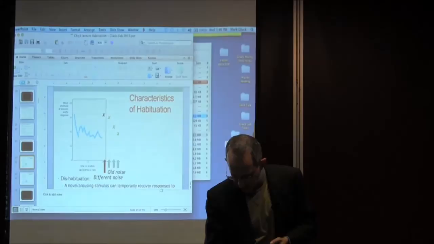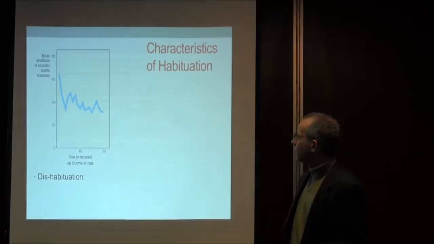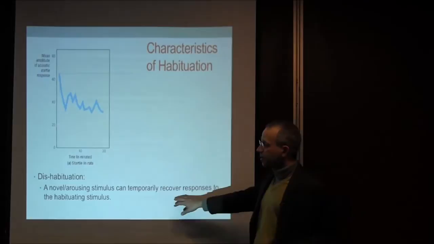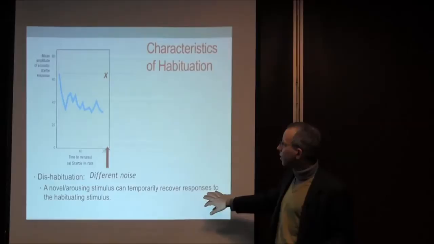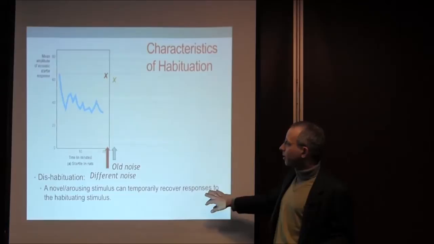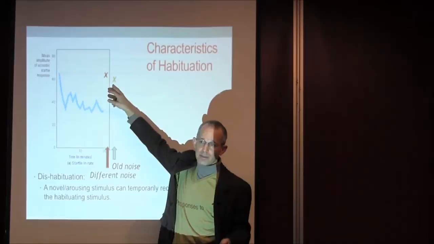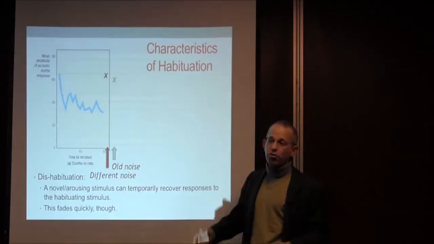So some characteristics of dishabituation. What happens here is you start with habituation, and then in dishabituation, a novel or arousing stimulus, that other thing that happened, can temporarily recover responses. So here, there's a different noise. You habituate to a particular noise, and then the old noise comes back, and where previously you had habituated to it, there's now responding. And then this fades quickly. So it gives you a transient recovery from the habituation.